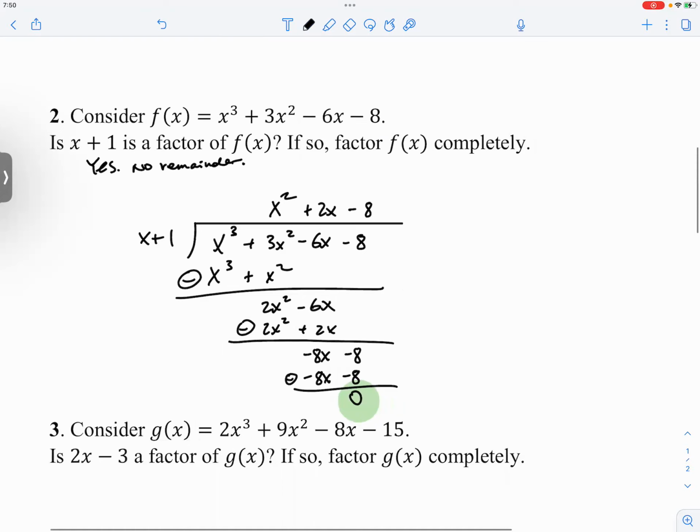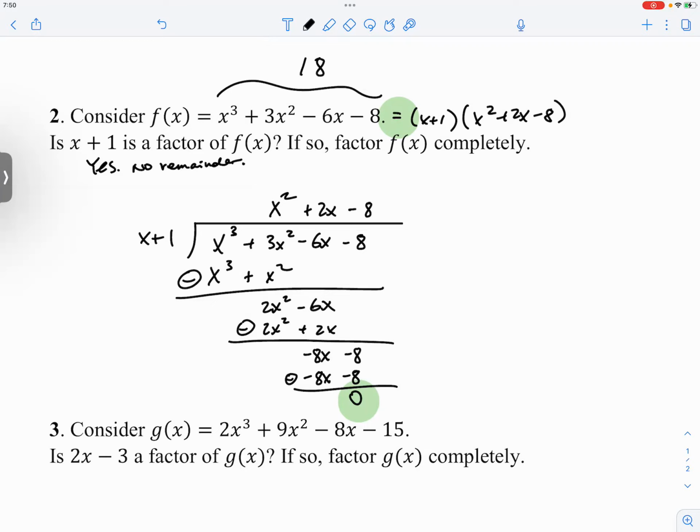So that means I can re-express this function as x plus 1 times x squared plus 2x minus 8. Again, my focus right here is the equal sign. And if you need some reference, think about this whole thing as 18. Think about this as a 3. Well, 18 is equal to what? 3 times. Well, how do we figure out the next number that we're multiplying? We divided it, right? And we say, oh yeah, 18 divided by 3 has no remainder, and the quotient is 6. So that's why we express 18 as 3 times 6.